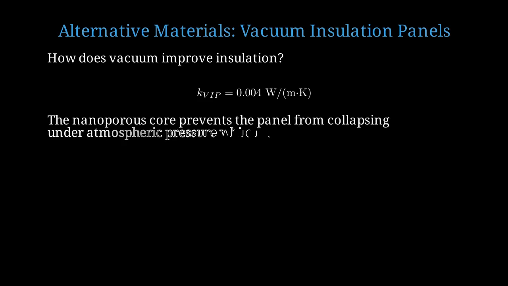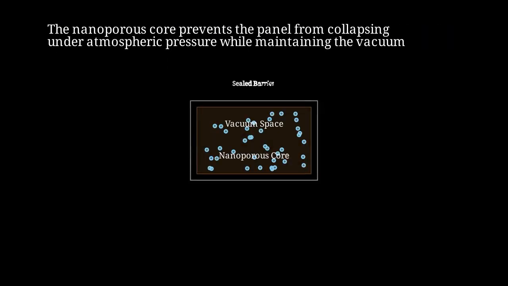The nanoporous core serves a critical structural function. It prevents the panel from collapsing under atmospheric pressure while maintaining the vacuum. Without it, the panel would compress and lose all insulating value. This cross-section shows a vacuum insulation panel. The gray outer layer is the sealed barrier. Inside is the nanoporous core, shown in brown with blue pores. The vacuum space surrounds the core structure.